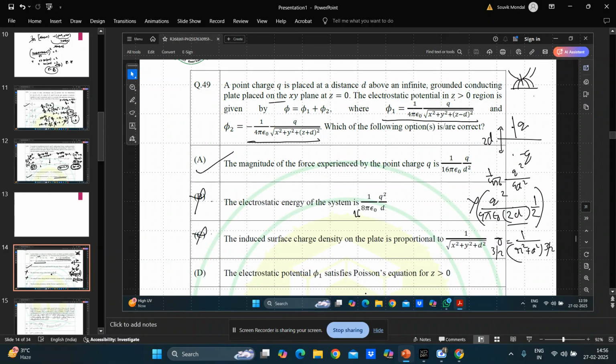The electrostatic potential phi 1 satisfies Poisson's equation for z greater than 0. Yeah, it is true. It is true because see Q and minus Q, the total configuration will satisfy the Laplace equation because of the charge-free region. So the total potential phi equal to phi 1 plus phi 2 satisfies Laplace equation. But individually phi 1 only satisfies Poisson equation, because if you look at z greater than 0, del square phi 1 is equal to rho by epsilon naught, and the only charge Q is present here, so it is satisfying Poisson's equation. So the total phi is satisfying Laplace equation, but phi 1 is satisfying Poisson equation. So this is also correct.